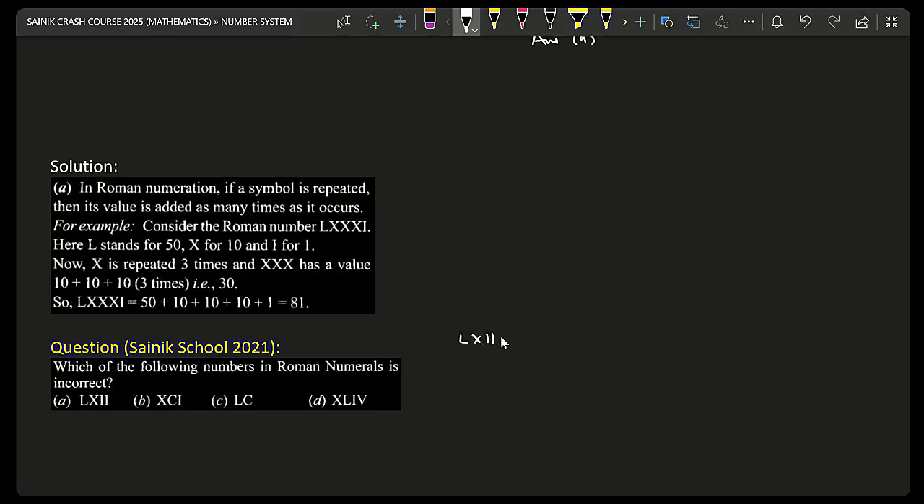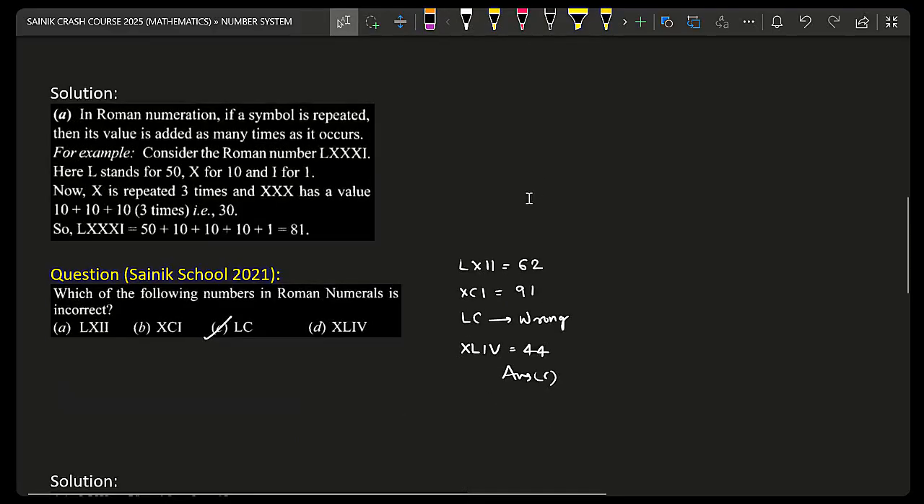So what is LXII? Sir, 62. Very good. And what is XCI? Sir, 91. Very good. LC is wrong, LC is not there in the Roman system. And what is XLIV? What is XL? 44. Very good, 44. So we have to choose option C. This is incorrect. Very good, Rishikesh. You can mute yourself. Those who want to copy, you copy quickly.